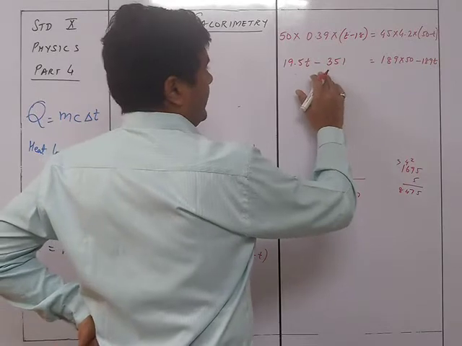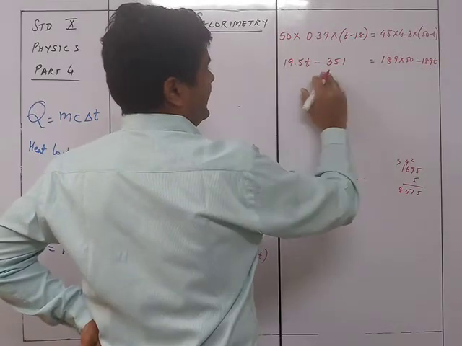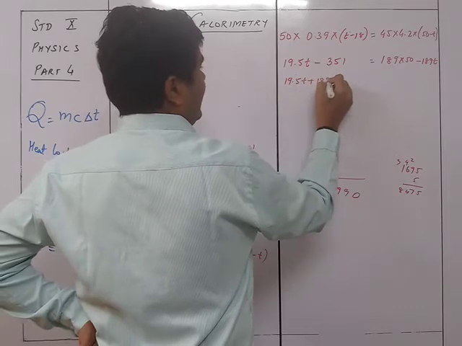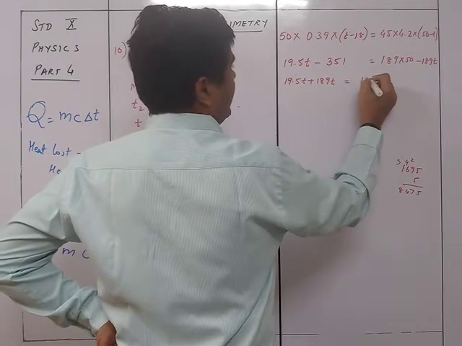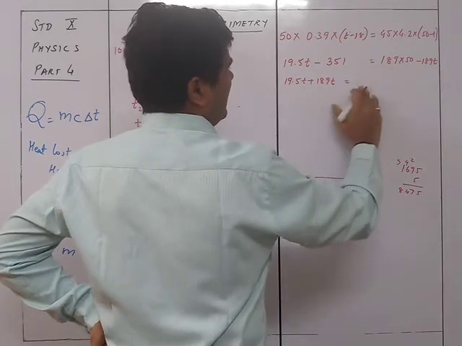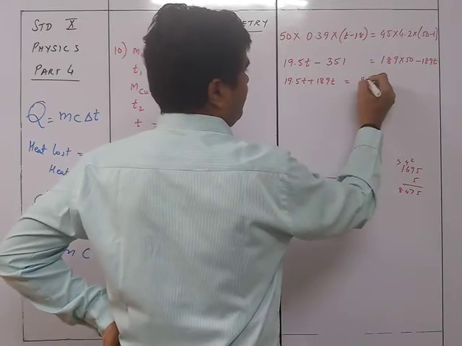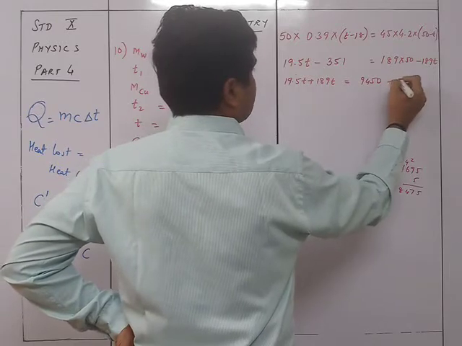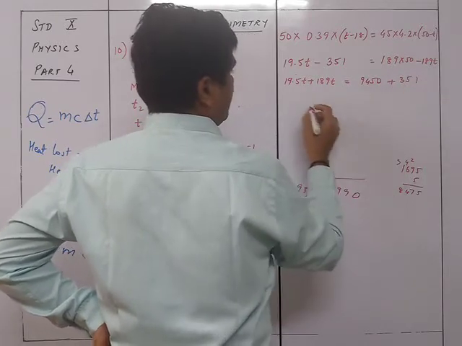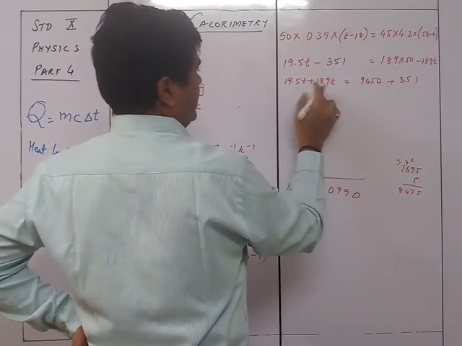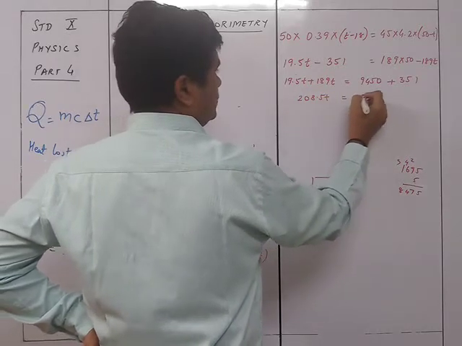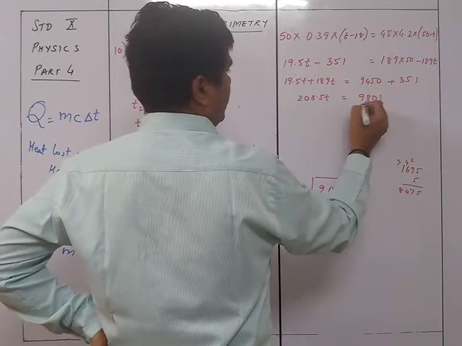So now what we are going to do is take the t on this side and this on this side. So it is 19.5t plus 189t is equal to 1890. So this we just calculated, so 9450 plus 351. So this will give you 208.5t is equal to 9801, like this.